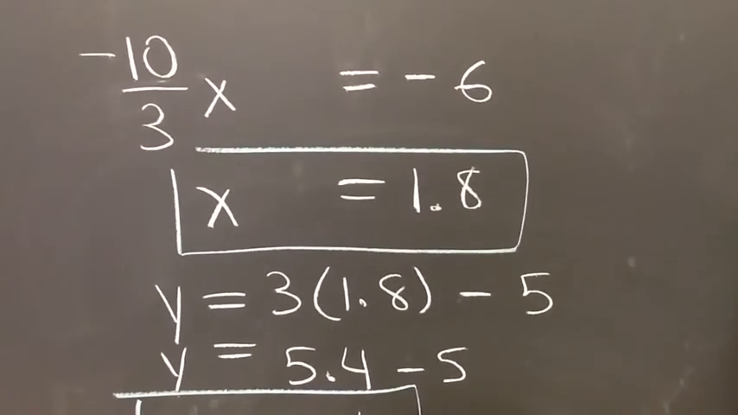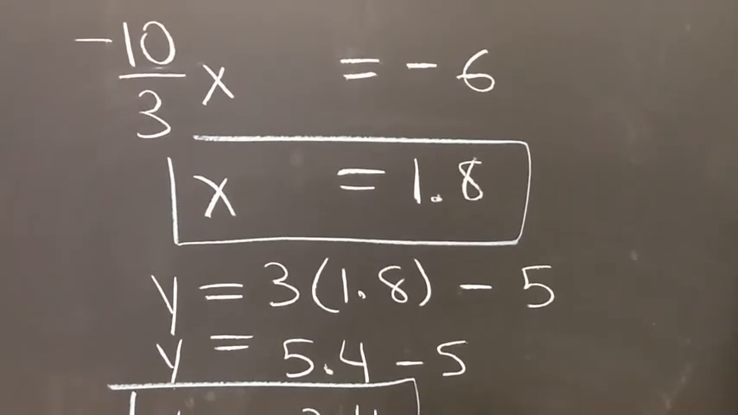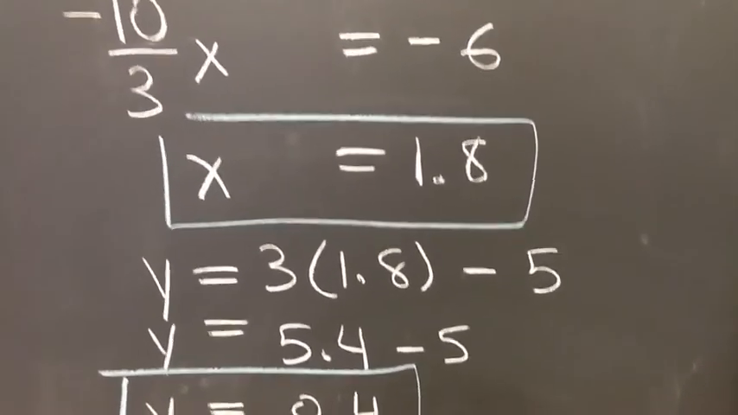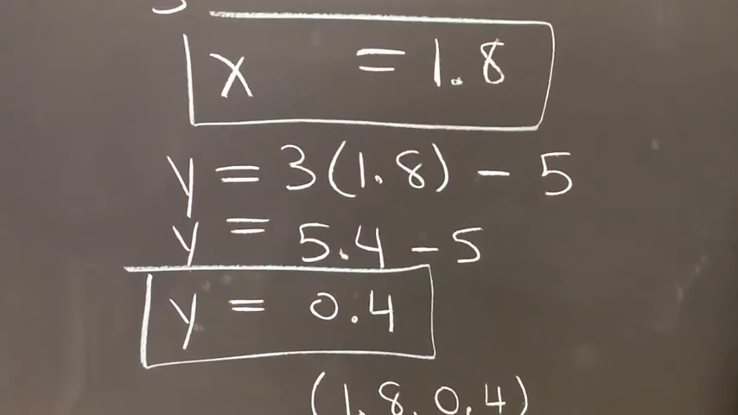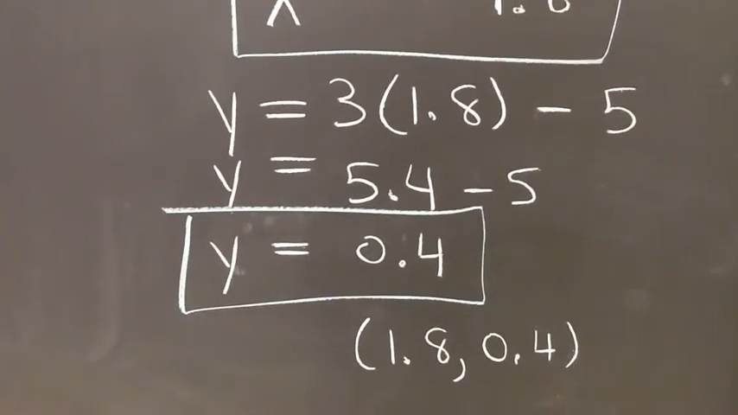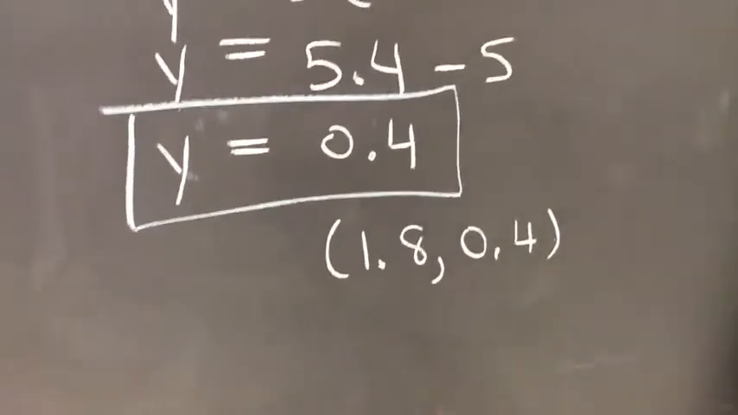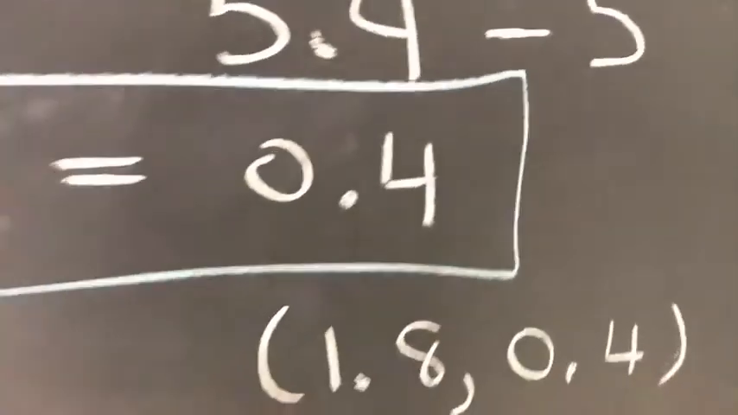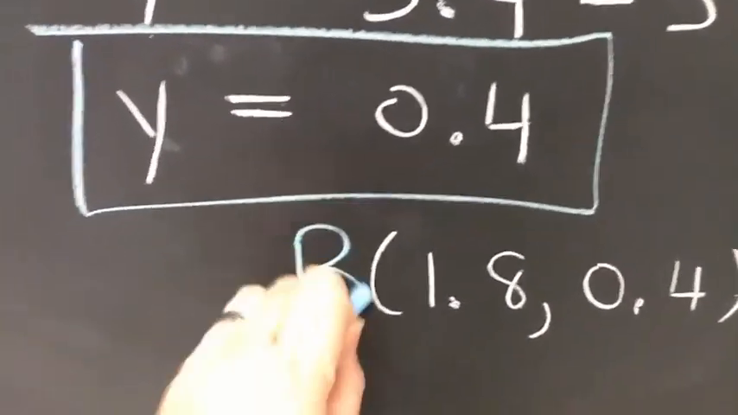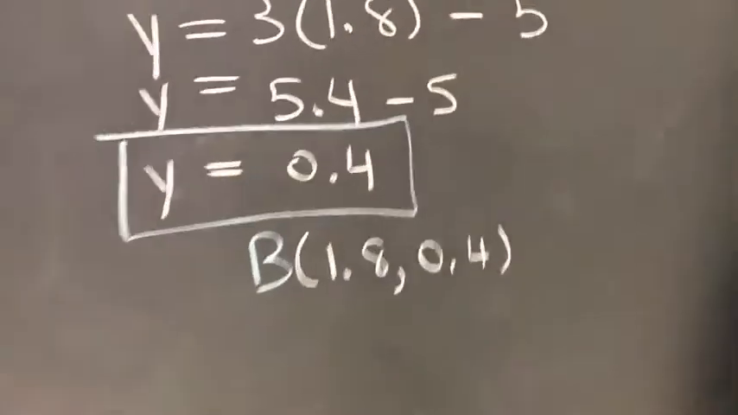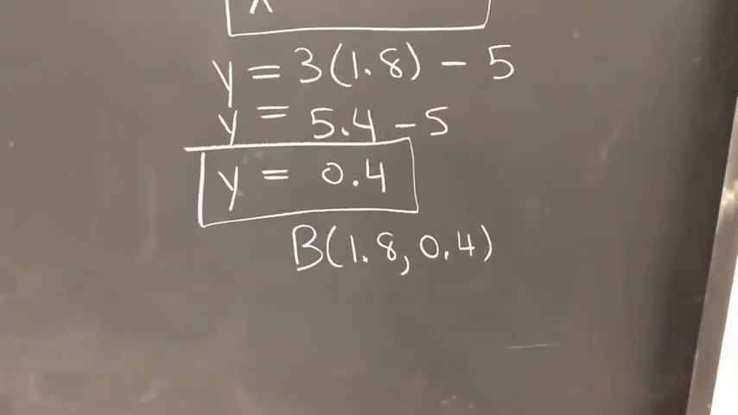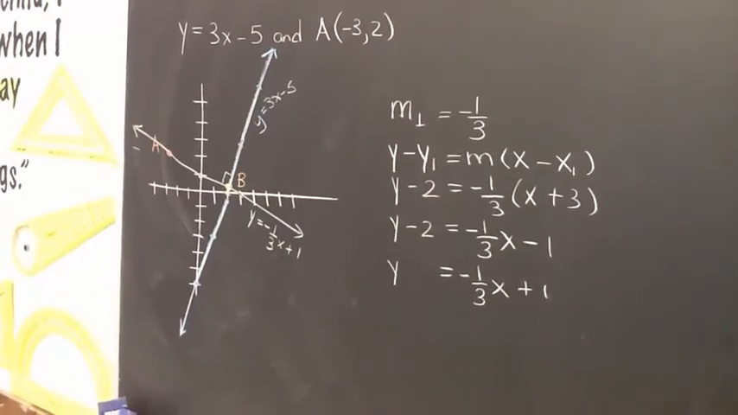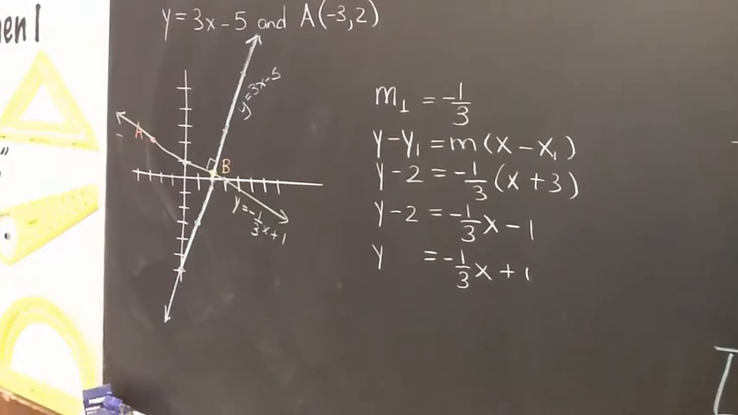Plug 1.8 back into the equation that is simplest, and that's the 3x minus 5 equation. 3 times 1.8 minus 5 is 5.4 minus 5, so y is 0.4. Excellent. We now have point B, and I should write that right here. This is point B. B is at 1.8, 0.4. Not done yet, but close. Again, what's the whole point of the problem? To find the shortest distance, and now we're ready to do that.